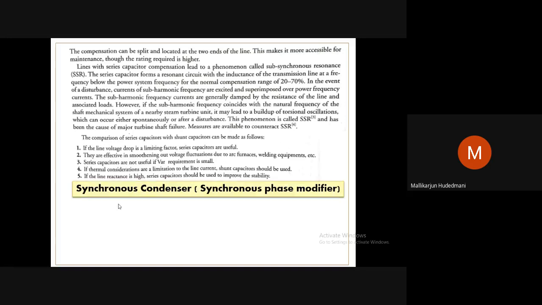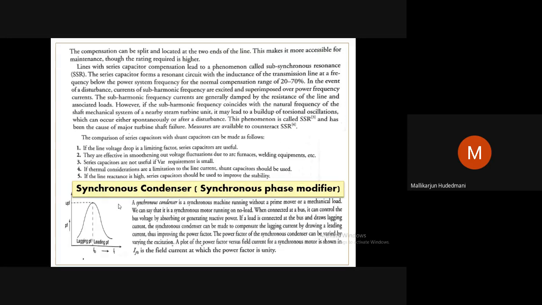The next is the synchronous condenser or phase modifier. A synchronous condenser is a synchronous machine running without mechanical load. It is a synchronous generator acting as a motor running without any shaft load. So we can see this graphical representation of its current and the power factor. So lagging power factor, leading power factor.